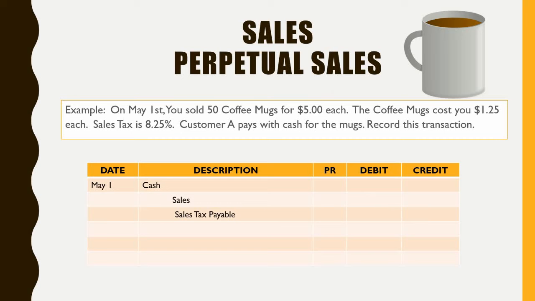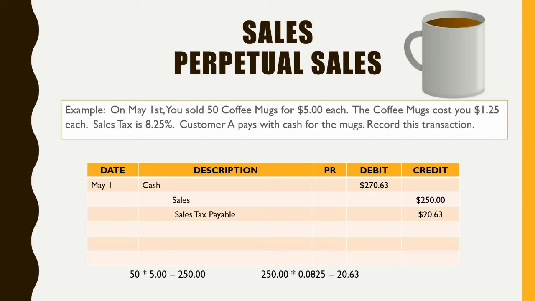And of course, we're obligated to charge sales tax. So in this case, that's what we need to figure out first. So first off, what was my total amount of sales? Well, 50 times $5 gives you $250. Tax of 8.25% off of those $250 gives you a total of $20.63. So in grand total, you should be receiving $270.63 worth of cash. Okay?